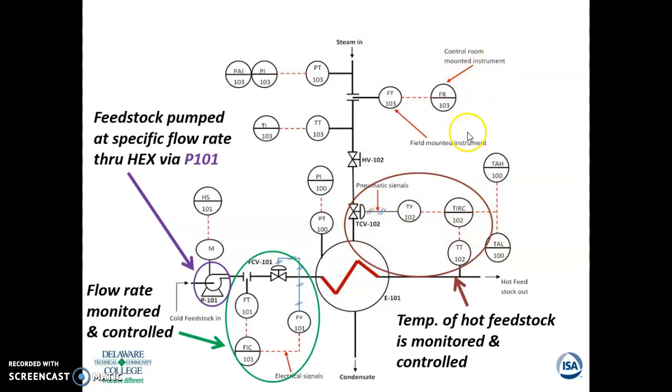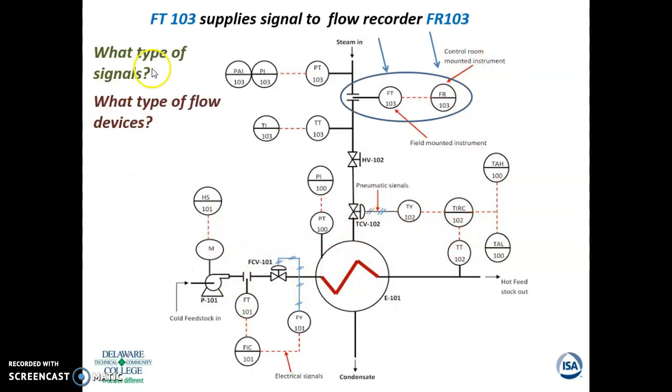It's important to know. Over here, we have different signals again. So let's look at this one. FT103 supplies a signal to the recorder FR103, which is now where? In the control room. This is in the field. Electronic signal. It's just reading the flow. What type of flow devices? Well, we're not sure, but these look like orifice type. They could be DP cells too, so we don't know.